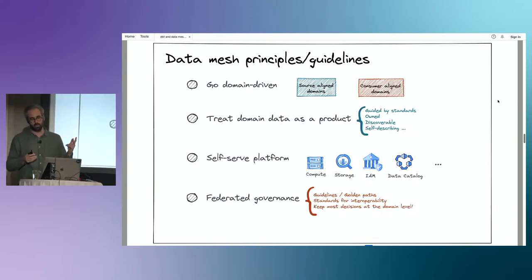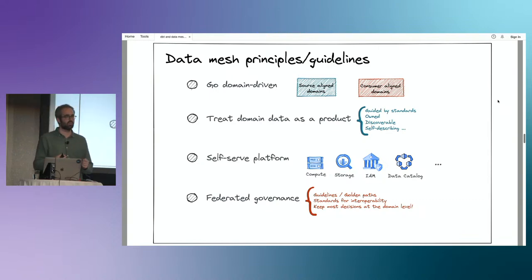The second really important point is treat domain data as a product. So within these domains, each domain should treat this data as a product. And this means that it should be guided by standards. Guided by standards means there's a standard way of exposing these data products outside of the domain. They should be owned, that's already solved because it's owned by the domain, right?